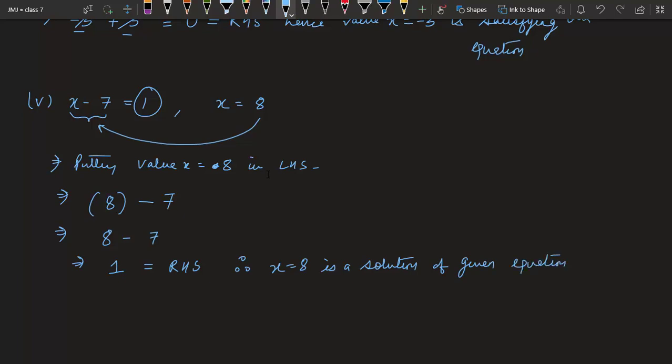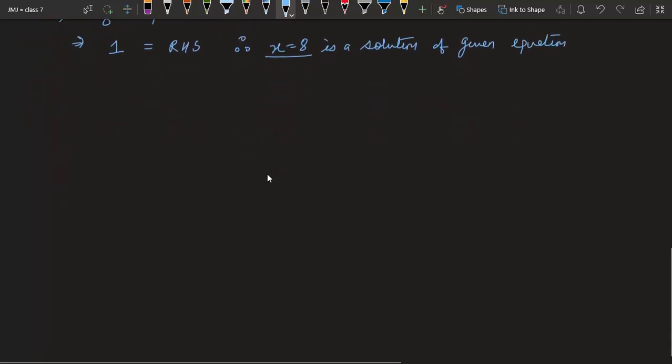So they are same thing. Whether you say it is a solution or whether you say it is satisfying the equation, they both are the same thing. Okay, now let's take next example. Suppose seventh part. In the seventh part, we have 5x is equal to 25.